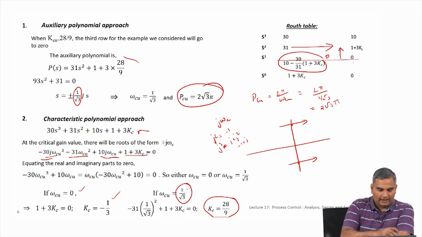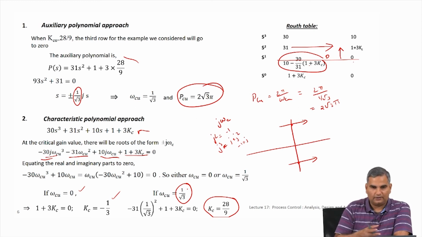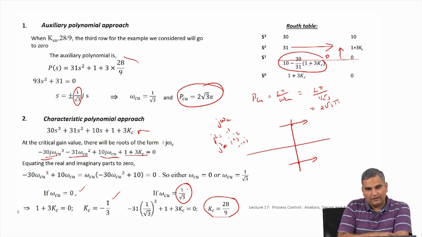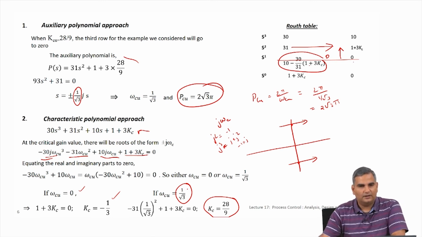Just to summarize, this is an exercise I would really like you to do on your own and then make sure that you get the same results. Collect the real part and the imaginary part, and because it is 0, the real part has to be separately 0 and the imaginary part has to be separately 0. From the imaginary part equation you will get multiple values for omega c, and if you put those values in the real part equation, you will get the corresponding Kc values. Here when you put omega c is 0, you will get Kc is minus 1 by 3, and when you put omega c is plus or minus 1 by root 3, you will get Kc is 28 by 9, which is all consistent with what we did before.